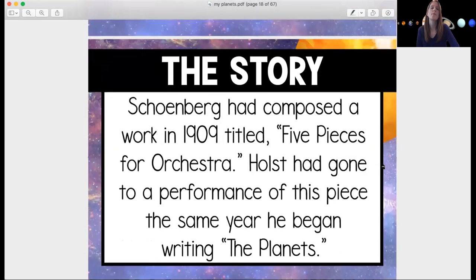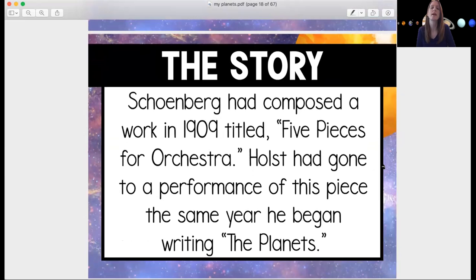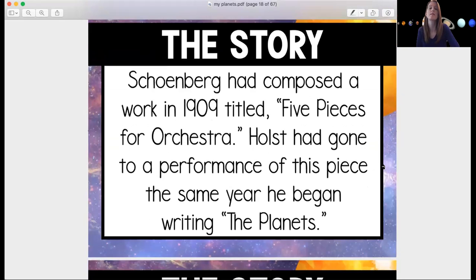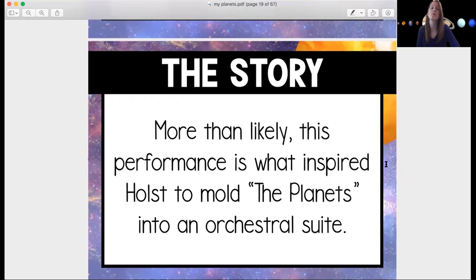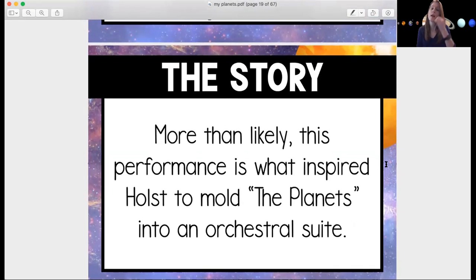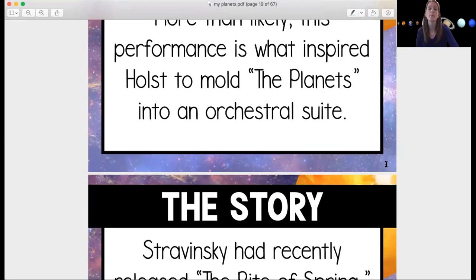Now, Schoenberg had composed a work in 1909 titled 5 Pieces for Orchestra. Holst had gone to a performance of this piece the same year he began writing The Planets. More than likely, this performance is what inspired Holst to write The Planets as an orchestra suite. Maybe Holst was planning on writing 1 or 2, but he decided, hey, I'm going to make a bunch of them and put them all together.